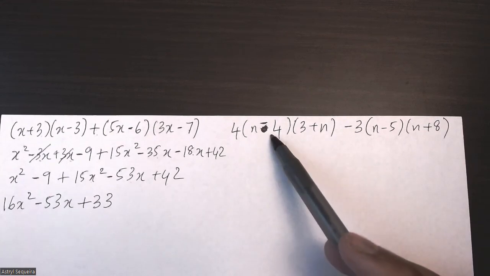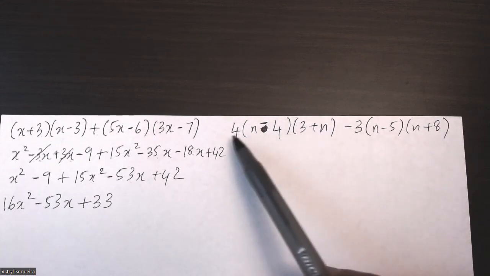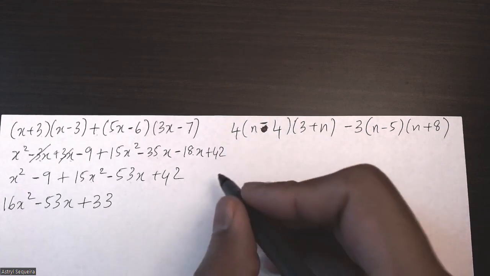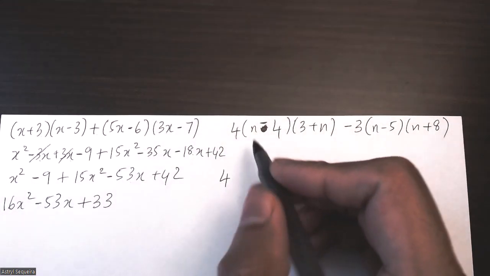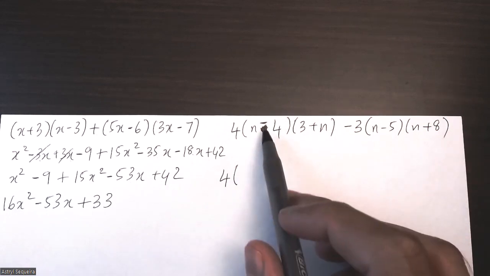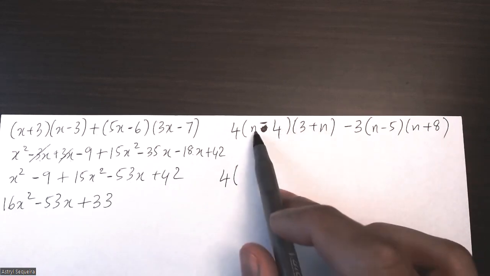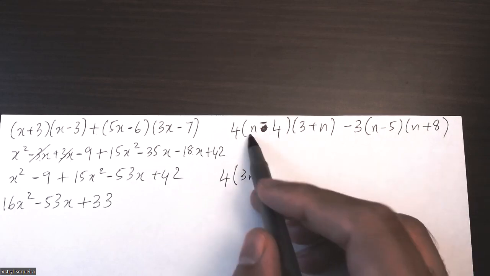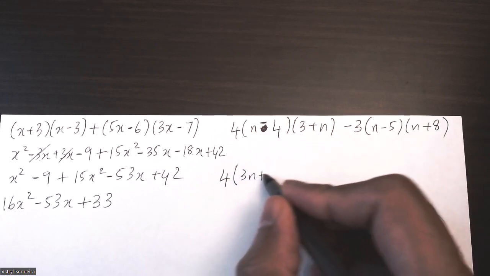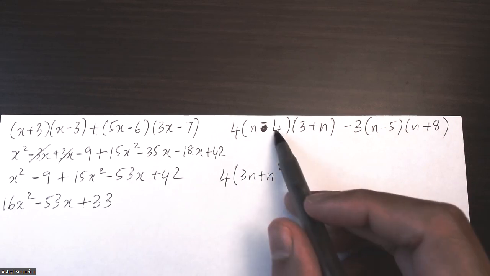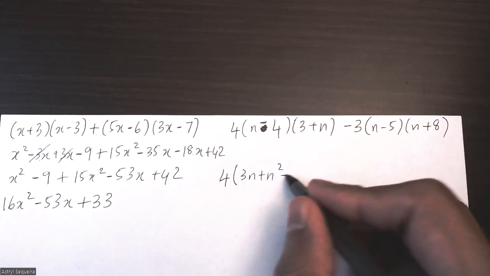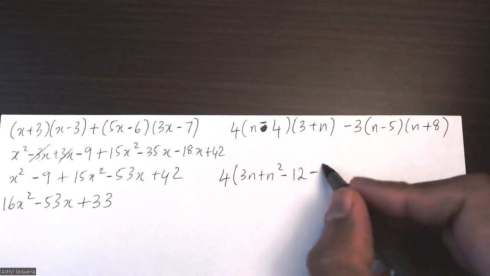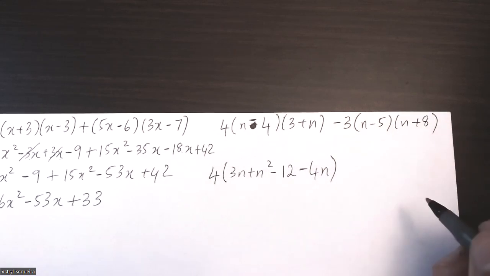For this one, it's pretty similar, but now I have numbers outside the brackets. So when I FOIL my brackets, the first thing I'm going to do is I'm going to write my number the same, and I'm going to put a bracket. Now I'm going to FOIL out these two brackets. So n times 3 is 3n. N times n is n squared. Negative 4 times 3 is negative 12. Negative 4 times n is negative 4n.